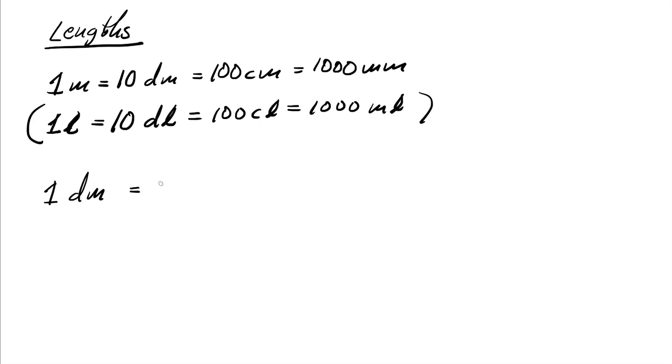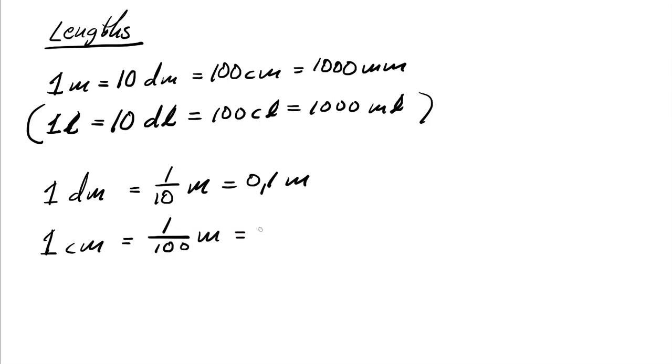So a decimeter, that is 1/10 of a meter. So 0.1 meter. Or for example, 1 centimeter is 1/100th of a meter. 0.01 meters.